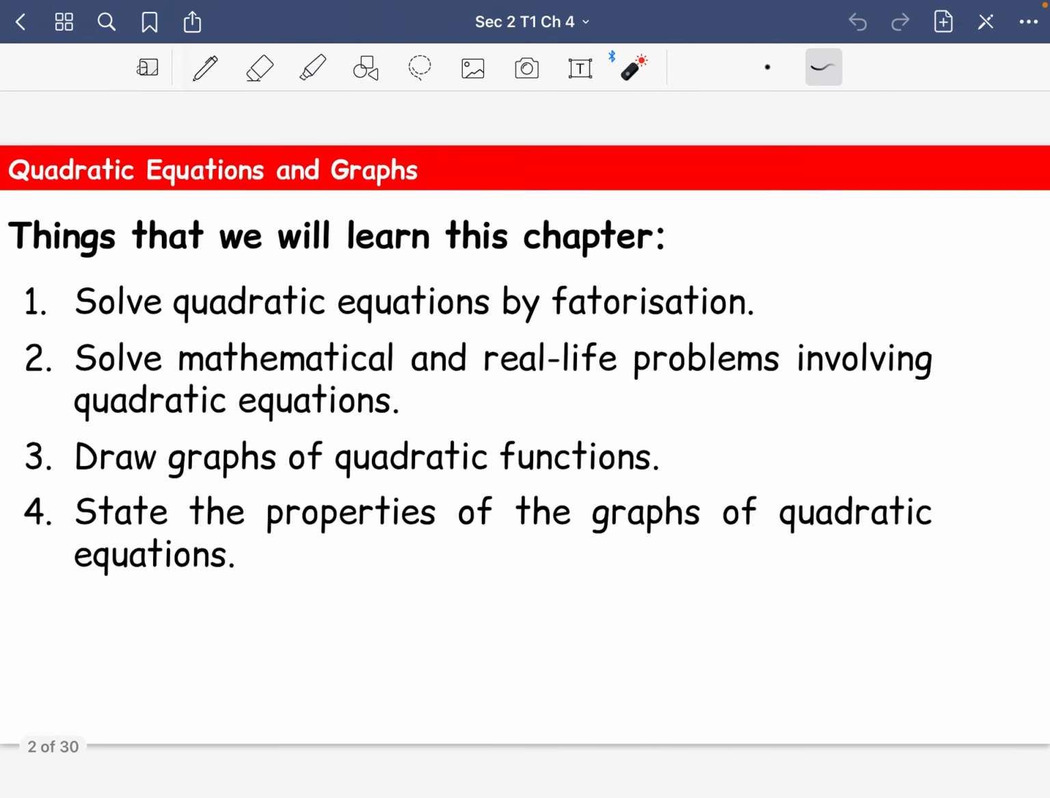Okay. So what are we going to learn in this chapter? We are going to solve quadratic equations by factorization. Okay, sorry for my little typo here. Next is to solve mathematical and real-life problems involving quadratic equations. Number 3, we will draw graphs of quadratic equations or functions. And lastly, we're going to state the properties of the graphs of quadratic equations.